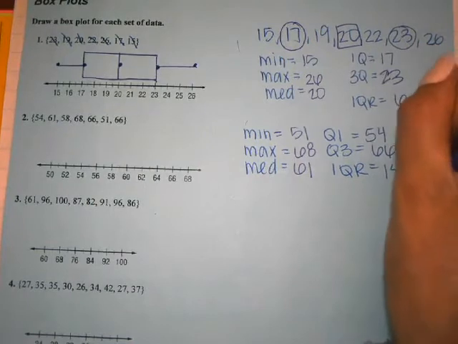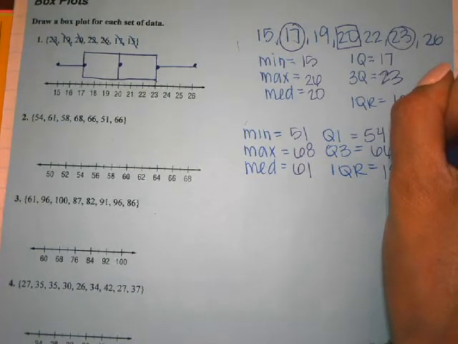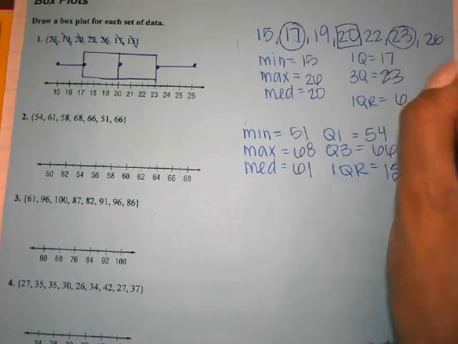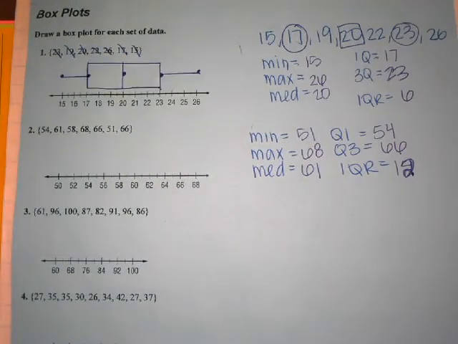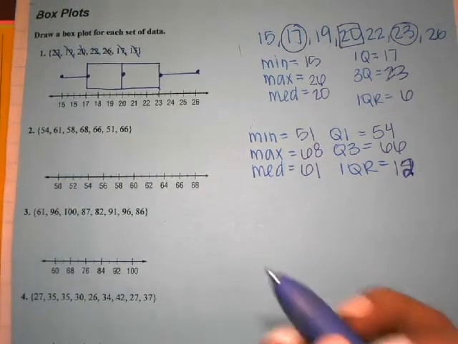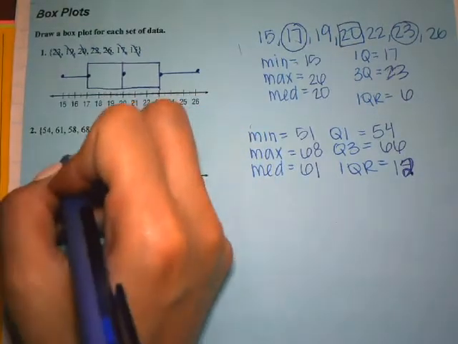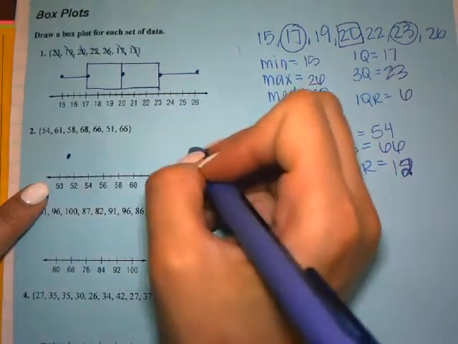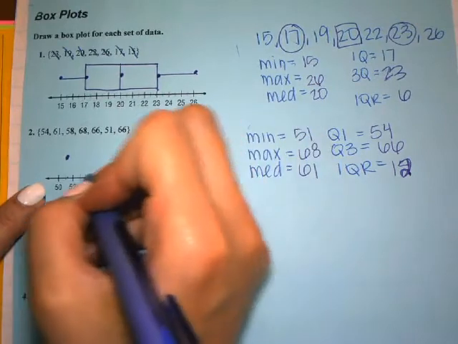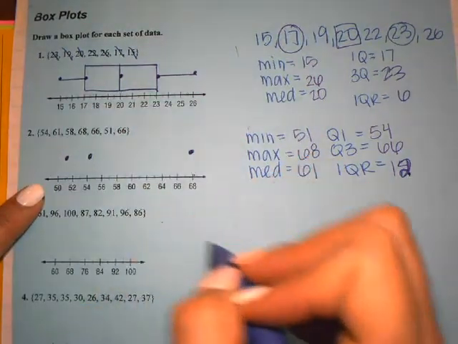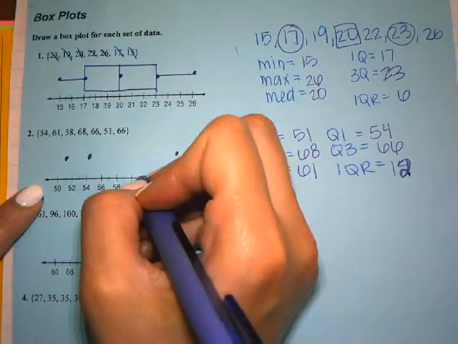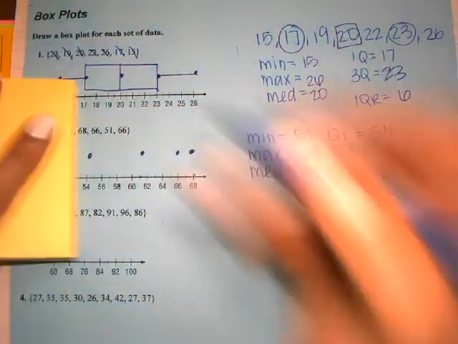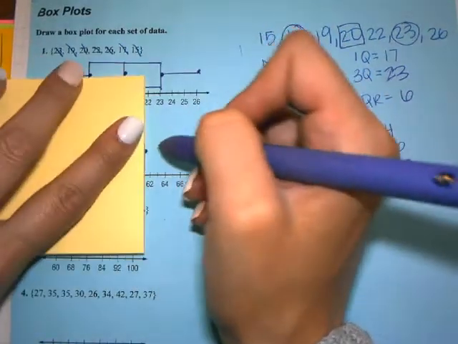What is the IQR? You take 66. It's not 14, it should be 12. We take 66 minus 54, we get 12. Then, guys, we should be graphing it, so you put a dot over 51, a dot over 68, a dot over 54, a dot over 66, and a dot over 61. Draw your lines.